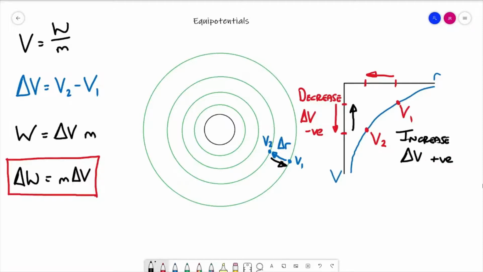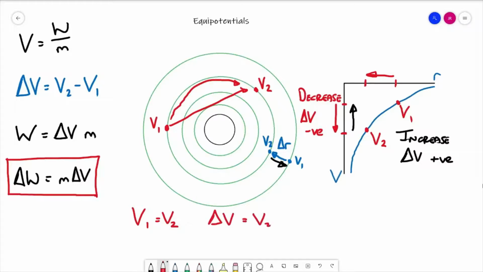Finally then, if we stay on the same potential, so let's say that we start at that point there and we finish at that point there, whether we go in a straight line or whether we go around the equipotential makes absolutely no difference. Because these two, V1 and V2, are on the same equipotential, V1 will be equal to V2, and then when we try and do the change in V, V2 minus V1, well, of course, if those two are the same, then the change in potential is 0. When we do delta W, so the work done is M delta V, because delta V is equal to 0, that also means that the work done is equal to 0 as well. So as long as you stay on the same equipotential all the way round, there is no work done.